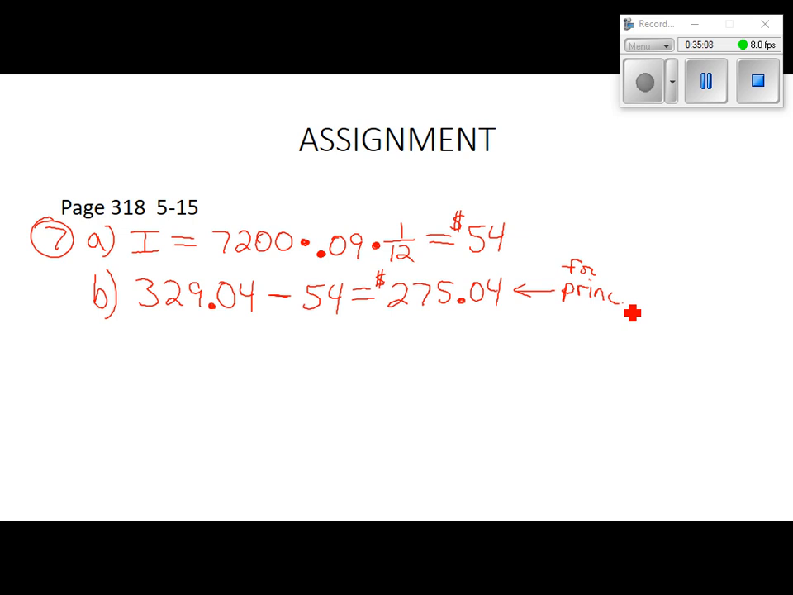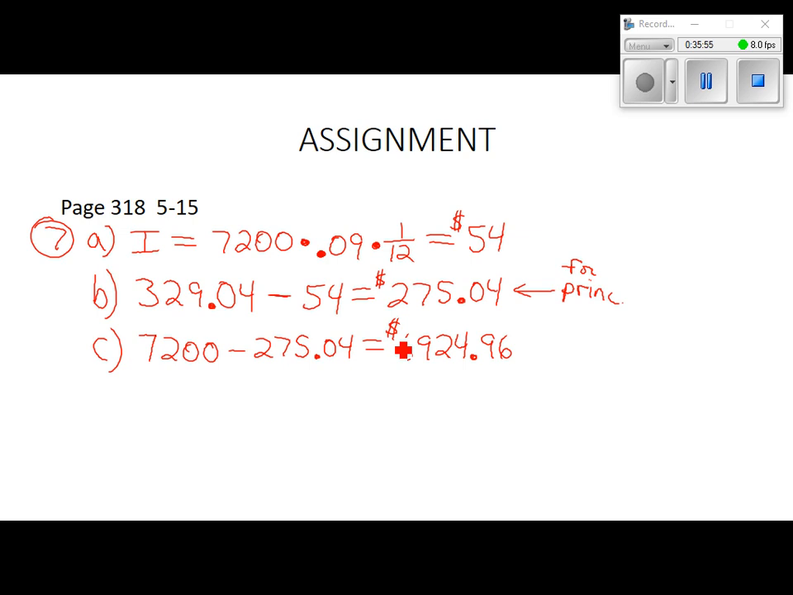So are they still going to owe them $7,200? No. How much are they going to owe them now? How are we going to figure it out? 7,200, and then you subtract 275.04. $6,924.96. Anybody else get that? So it makes sense that after the first payment, they still owe them $6,900 and some dollars? Yeah.